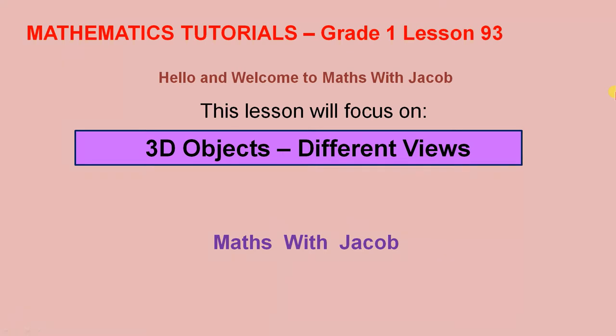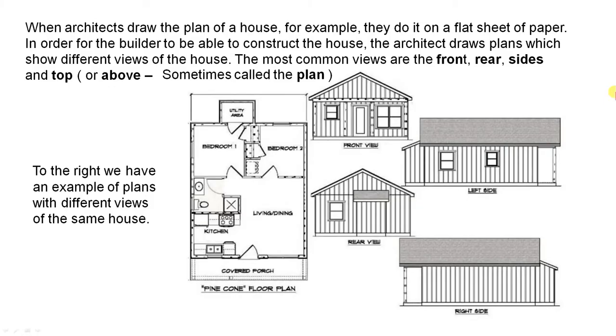This lesson will focus on 3D objects, different views. When architects draw the plan of a house, for example, they do it on a flat sheet of paper. In order for the builder to be able to construct the house, the architect draws plans which show different views of the house. The most common views are the front, rear, sides, and top, or the above view, and the above view is sometimes called the plan.